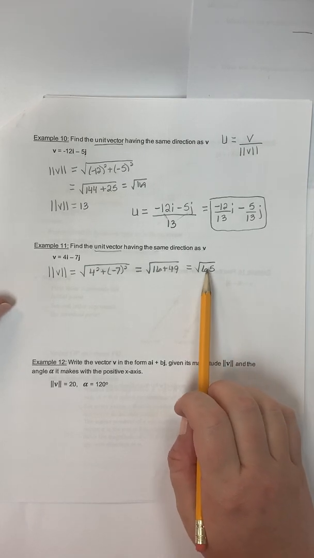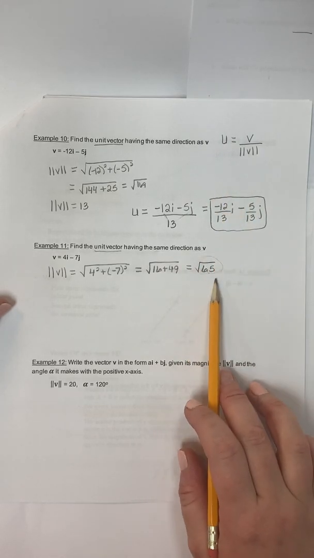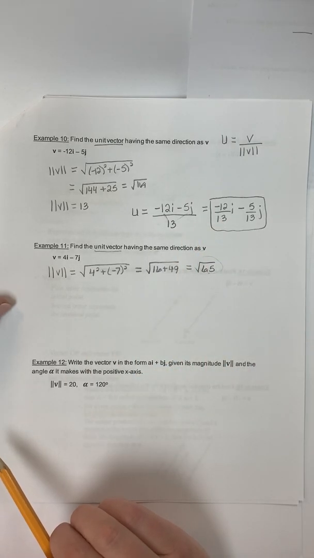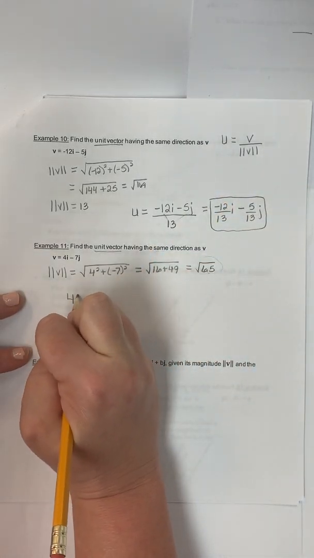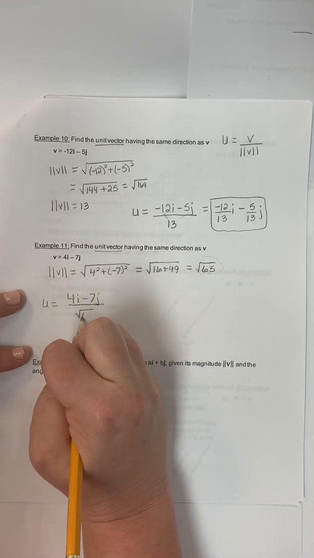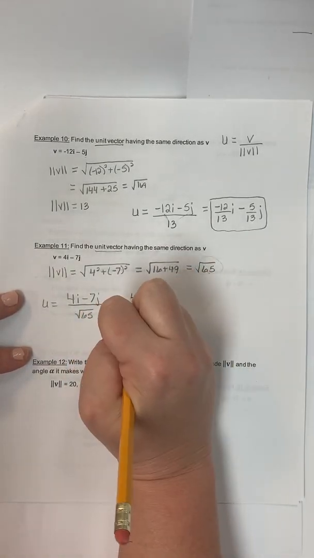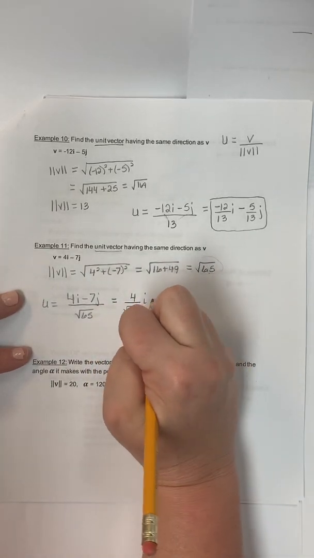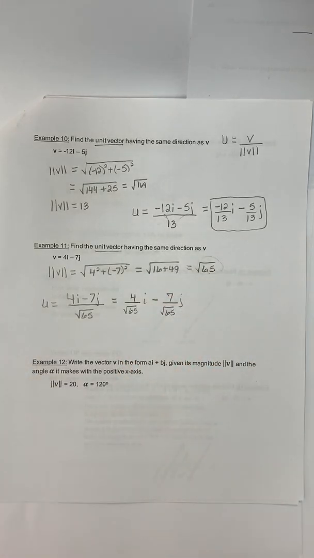That's it. Now, you can probably already guess what's going to happen. This becomes a denominator. You can't have a root in a denominator, so we are going to have to rationalize one of these ugly little guys. Okay, here we go. So I'm going to take V. This is my unit vector, divided by the square root of 65. Okay, so here we go. I'm going to have 4 divided by the square root of 65, that's my I, minus 7 divided by the square root of 65. That's my J.